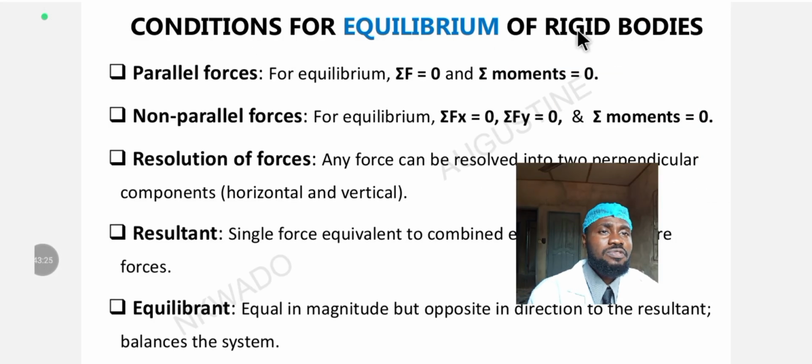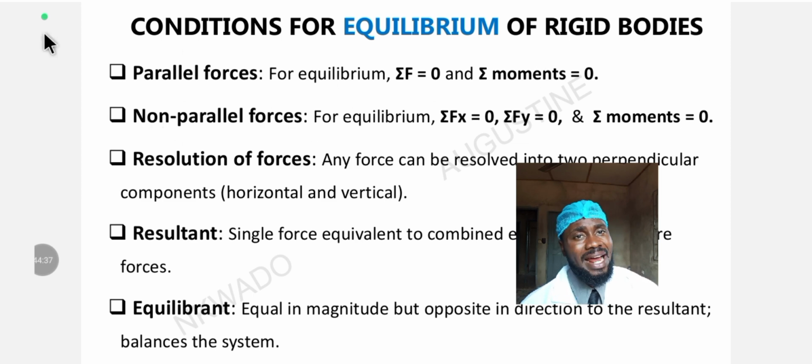Conditions for equilibrium of rigid bodies. What are the conditions to have a balanced rigid body? Remember what we said when we treated equilibrium of forces. For equilibrium, the sum of forces is equal to 0. That shows that the force is equal to 0 when the system is at equilibrium. Moment also equals 0. This one is for parallel forces, so force equal to 0, and moment also equal to 0 for parallel forces.